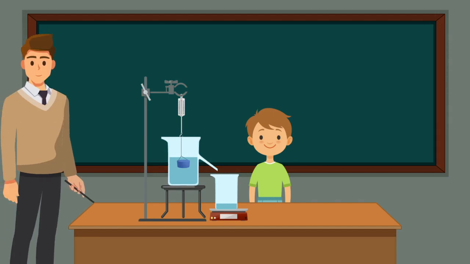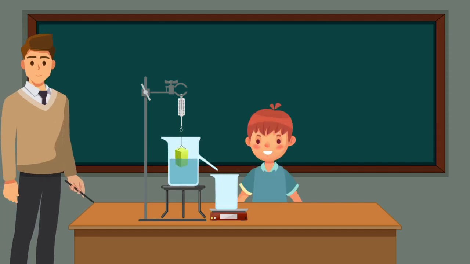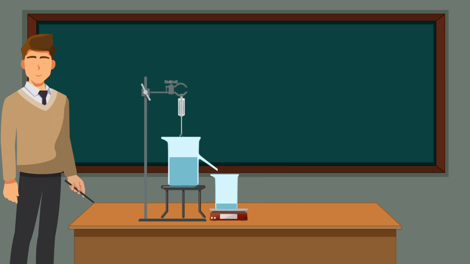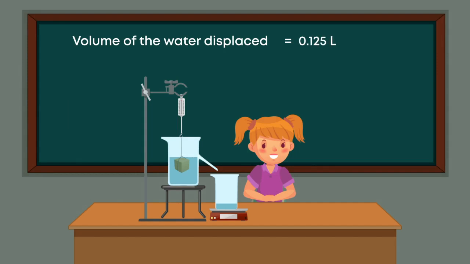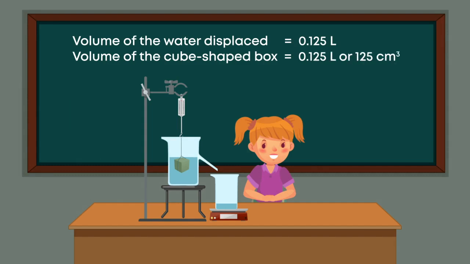After some time, the teacher checks which student has got the box with the maximum volume and he sees that the students use the Archimedes principle to find out the volume of the shapes of the boxes. Each student immerses their box in water and finds the water overflown to find out the volume of the shape. Ankita finds out the volume of the water displaced as 0.125 liter, that is the volume of the cube-shaped box is 0.125 liter or 125 centimeter cube.